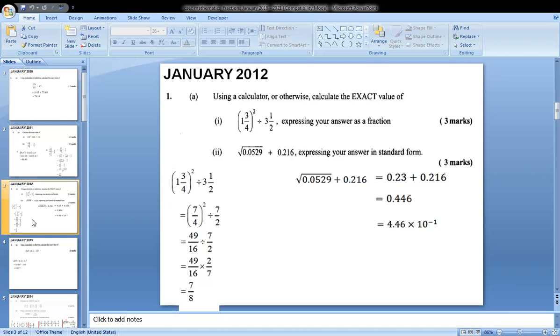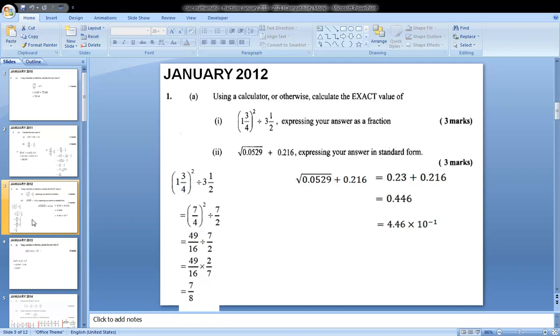So we now have (7 over 4) squared divided by 7 over 2. We know 7 squared is 49, and 4 squared is 16, divided by 7 over 2. Now, 49 over 16, we change our division to multiplication and invert or flip the fraction. So the 2 will become the numerator and the 7 will now be our denominator. So we cancel or bring to its lowest terms.